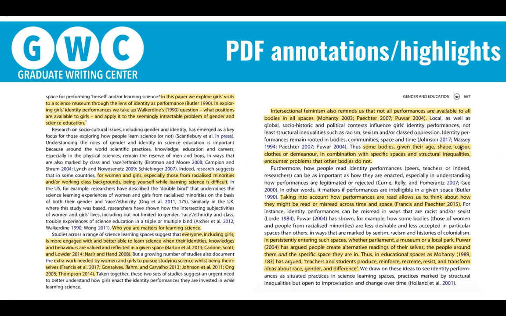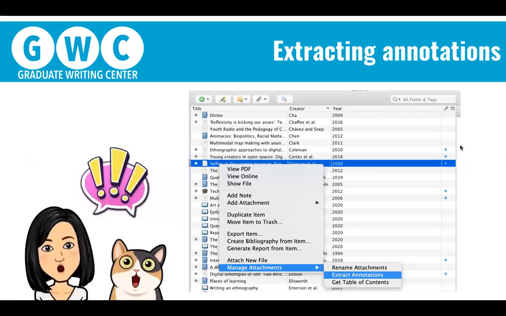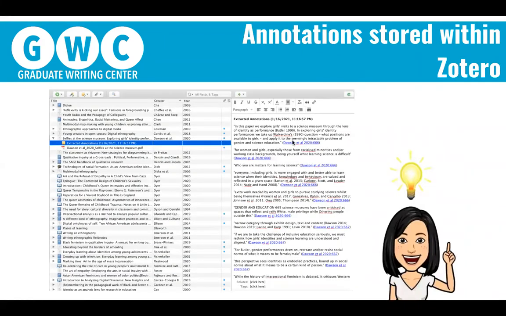So after I highlight, I basically go back into Zotero. I will find the source, go down to Manage Attachments, and then underneath renaming attachments is the second option called Extract Annotations. As soon as I click that, what will happen is the Notes tab is going to open up within Zotero. It's the same one that you saw earlier, and it's going to pull and export all of my highlights and all of my annotations directly into Zotero with just a click of a button.